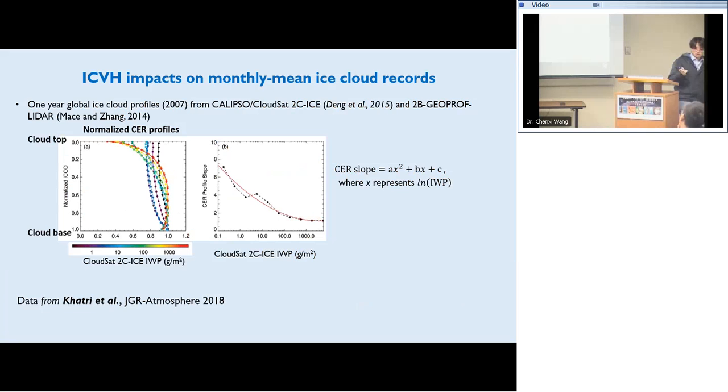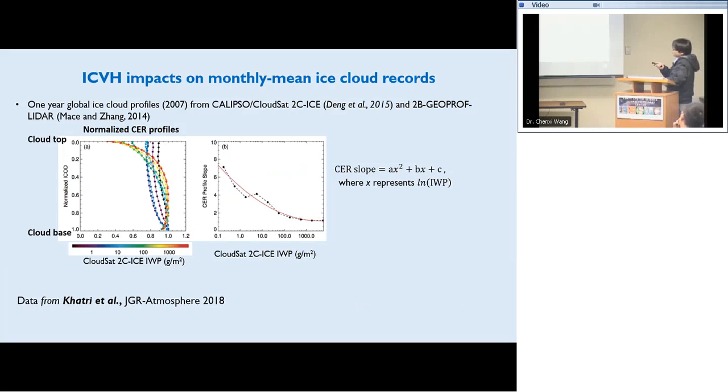Okay, now our question is how large this impact could be for global monthly mean ice cloud records, for example, the MODIS level 3 products. To answer that question, we have to use realistic data from CALIPSO and CloudSat. We use 1 year of data from 2C-ICE and 2B-GEOPROF-LIDAR. And then we can get the annual average CER profile from this data set.